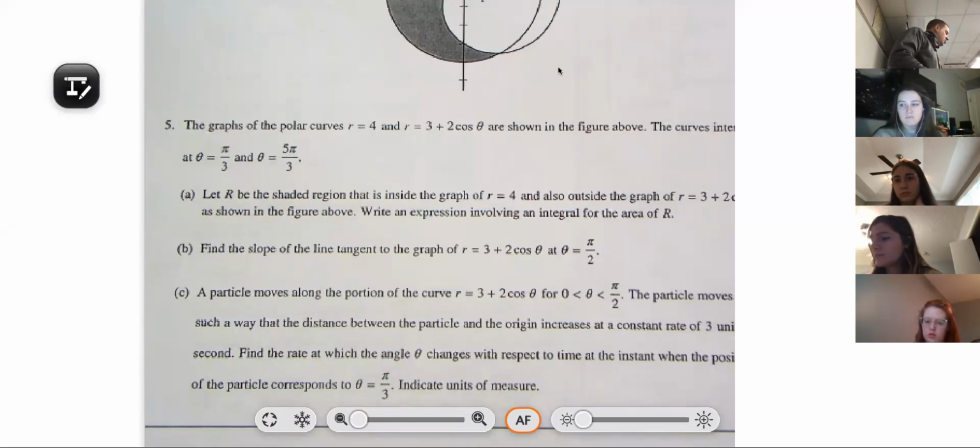A is the one where you're trying to find that area outside of one curve and inside the other, when you do the outside one squared minus the inside one squared. So that's that. Don't forget about the 1/2 out in front. They're just integrating from the two intersection points, pi over 3 to 5 pi over 3, and then r squared minus r squared. That's worth 3 points, which is surprising, but 3 points on that one.